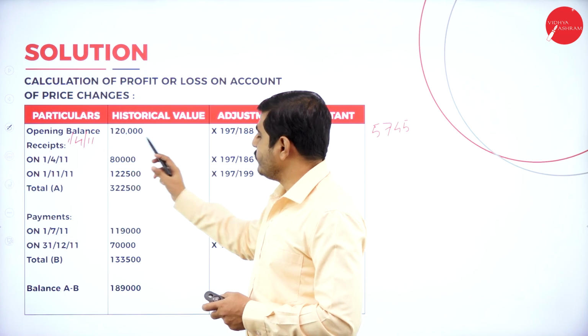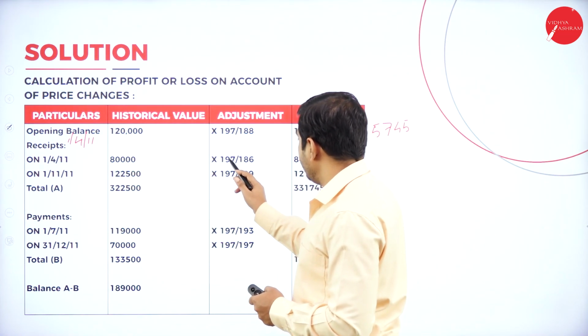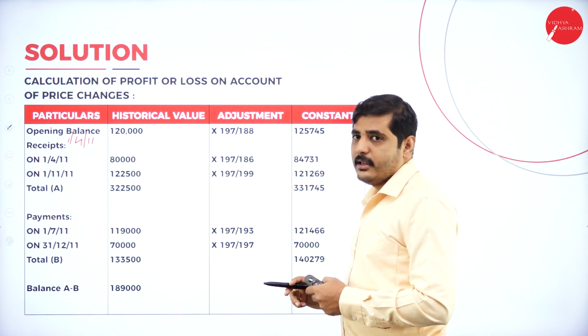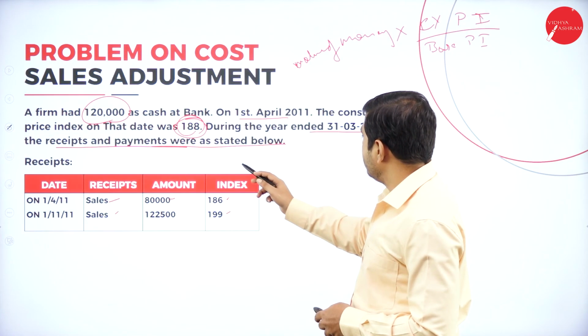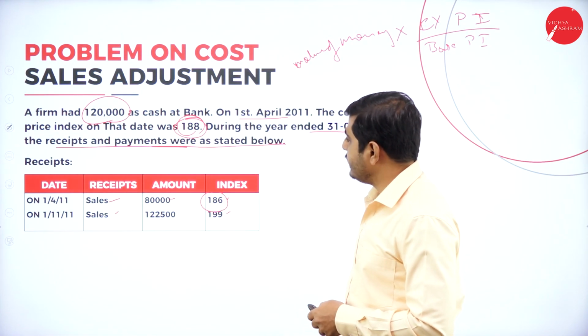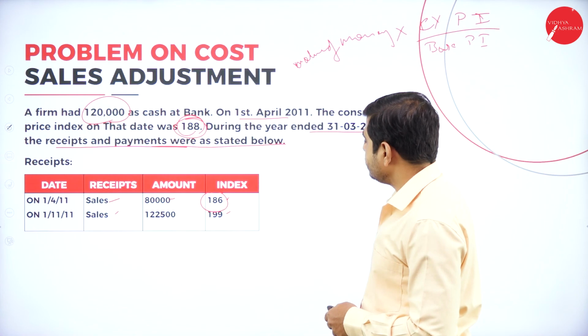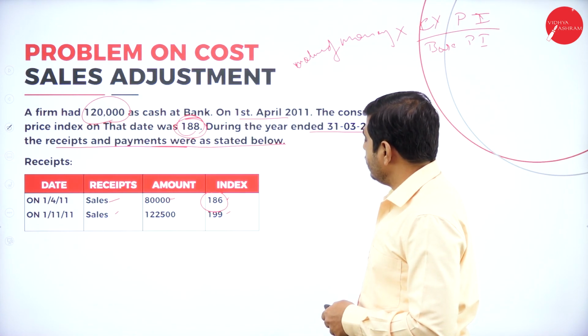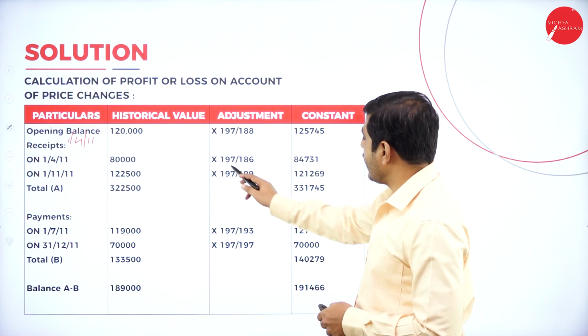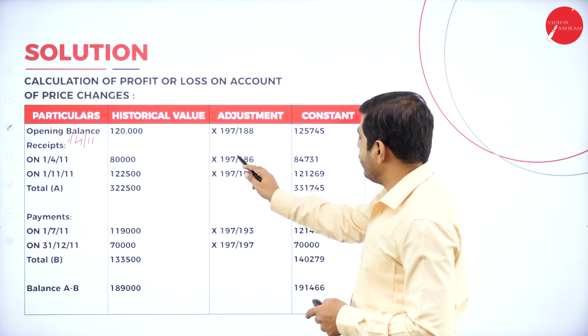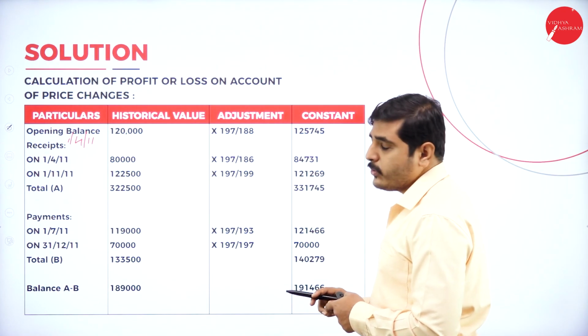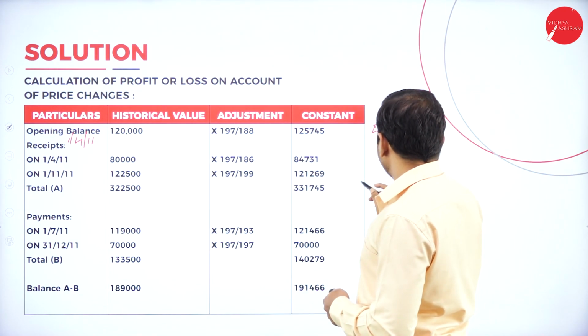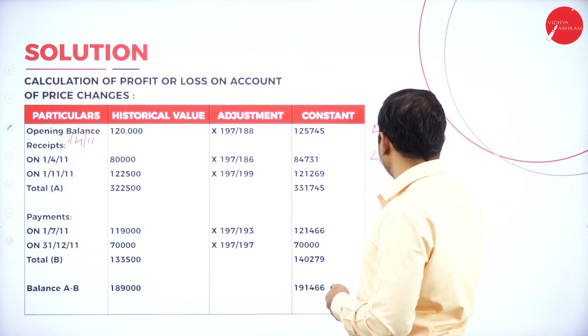So 80,000 rupees was that day's value. Here the index has changed to 197. 186 is the base year, so the current year is 197. 197 divided by 186. The value of money has been reduced to the extent of 4,731.